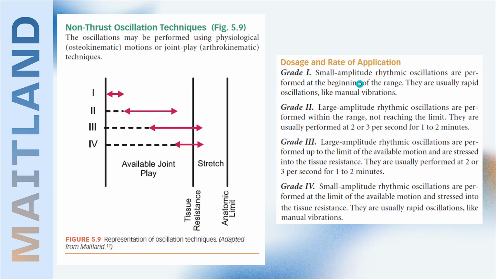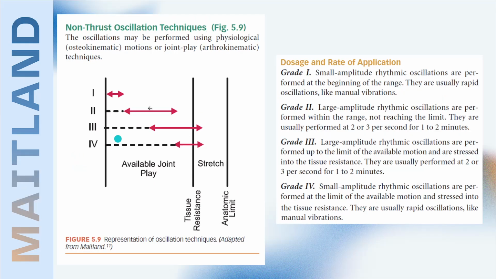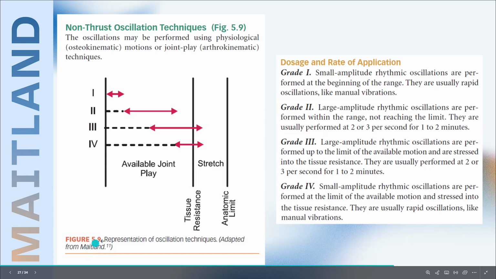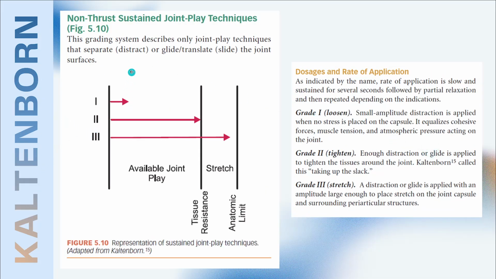There are two types of grading systems when you apply PJM. We have the non-thrust oscillation techniques, and we also have the non-thrust sustained play, joint play techniques. The difference between these two is that this one, reference from Maitland, uses oscillations similar to vibratory movements, while this one from Kaltenborn is more similar to stretching in a way and doesn't really apply vibrations. So let's get into it.